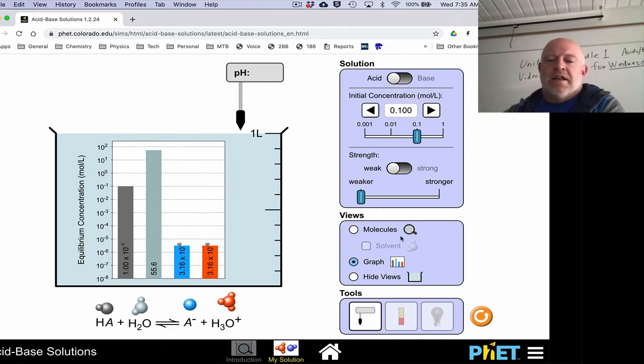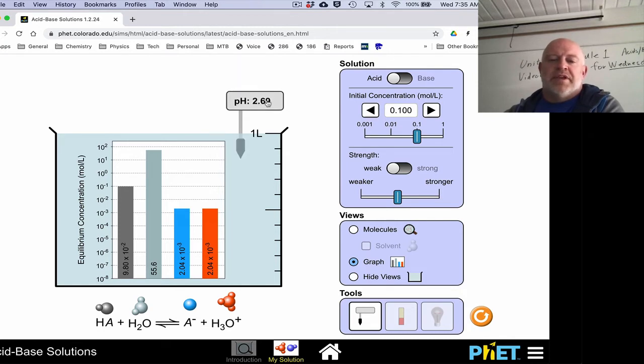Okay. And if I go to someplace in here for a weak acid and I drop my pH in, so I'm getting a pH of 2.69. Now notice, I'm not going to change my concentration, but if I make this a weaker acid, my pH goes up, because a weaker acid is going to have fewer hydrogen ions in solution. Remember, pH is directly related to those hydrogen ions in solution.